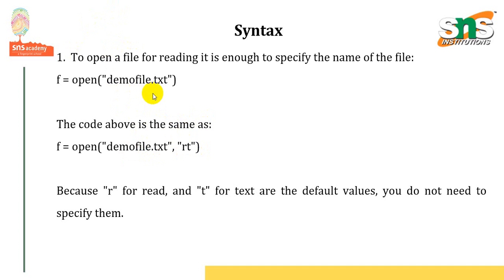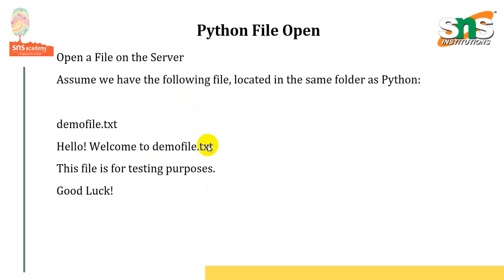If you are just giving the file name also, it will read. Otherwise, you can give the file name followed by the mode. So rt represents: r is read and t represents the text file. So we are supposed to read the content of the text file. So that is the mode we have given here. Is it clear? So these are the two modes which are used for reading the content of the file, right.